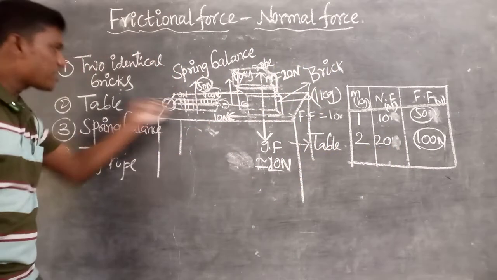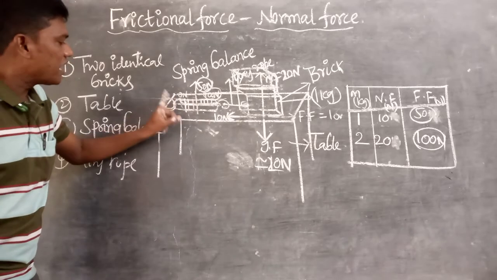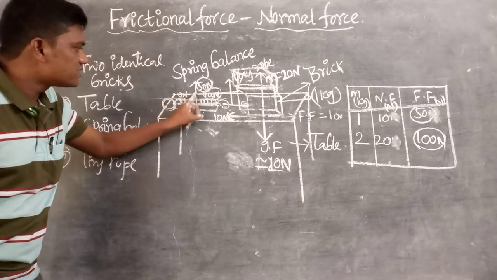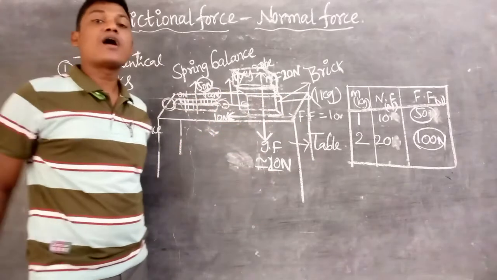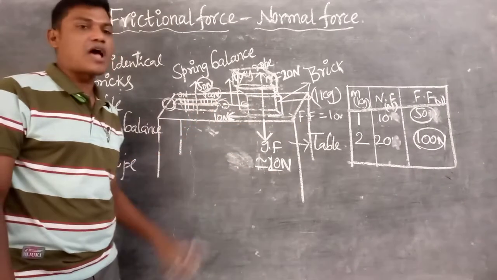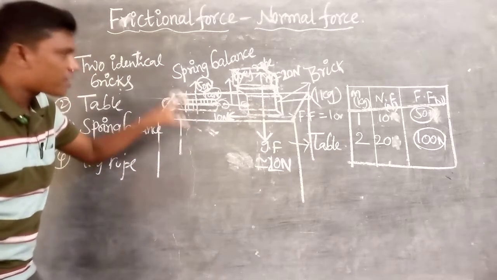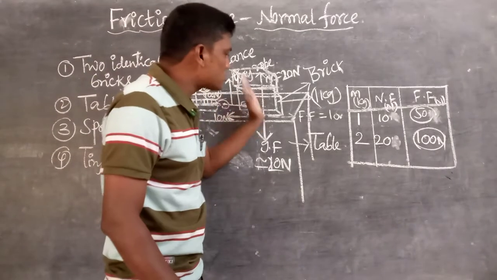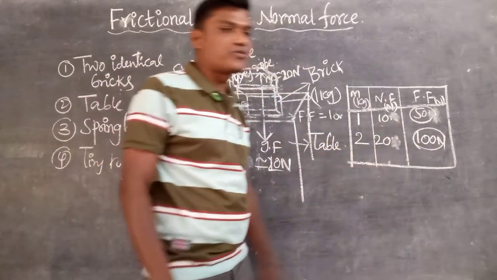At that time you repeat the same experiment. You observe that when the reading on the spring balance is showing 50 Newton, at that time the bricks are not set into motion. When the reading comes to 100 Newton, at that time they are set into motion. So what is the frictional force offered by the two bodies? The second time, 100 Newton.